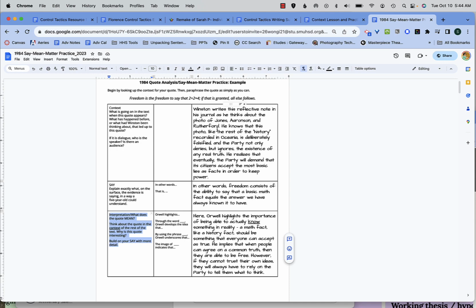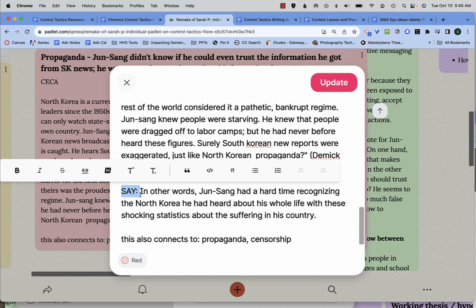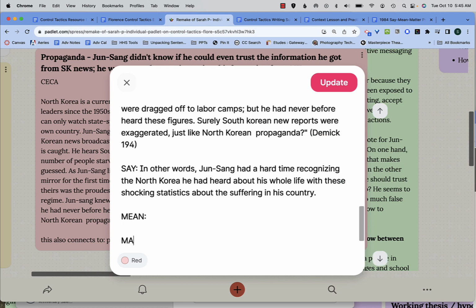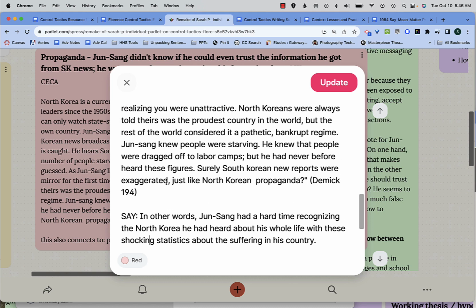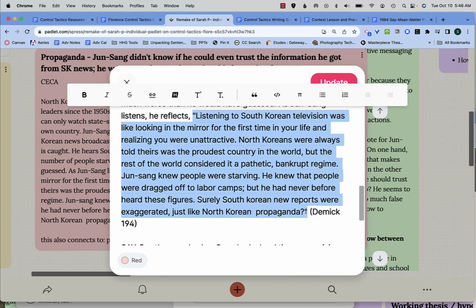Okay, here I go. I'm going to do a say first. I'm going to go ahead and type my say first. And I'm going to write say so that I remember what I need to do. I need a say, I need a mean, and I need a matter. Eventually, I'm going to combine these together into a single paragraph, but this is going to help me stay organized. Remember that my say is just paraphrasing my quote the simplest way I can.